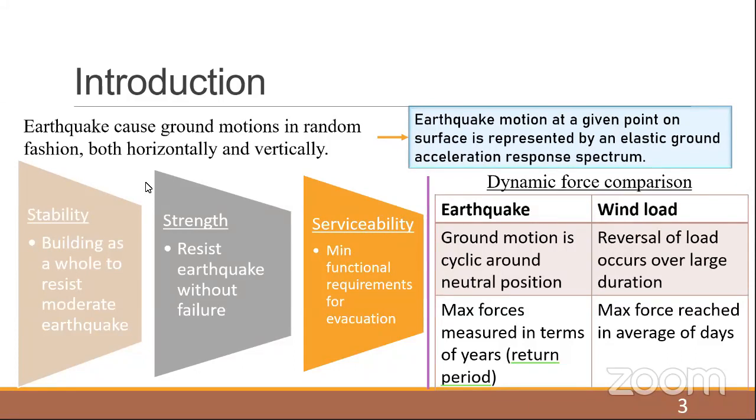So those are the areas that when you're designing a building, you should ensure that your building can withstand: it should have stability against earthquake forces, it should have strength so that it can withstand the earthquake failures, and it should have the serviceability part of it. Those are the three areas that should always run in your mind as an engineer, that the building you're designing should always have those characteristics.